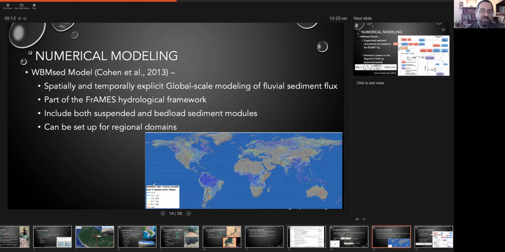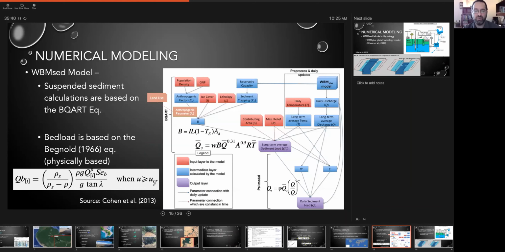Following on Syvitski and Milliman, I was the lead, and still am the lead, on the development of the WBM SED model, which basically took the BQART equation as the governing equation and expressed it in a spatially and temporally explicit global scale modeling framework. It was part of a larger hydrological framework developed at the time. It includes both suspended and bed load, which I'm going to talk a little bit about, and it can also be applied regionally. It doesn't have to be global scale. Again, it used the BQART equation as its governing equation, and then broke it down using the PSI model into daily predictions. I would refer you to the 2013 paper we published, the first paper that showed the concept behind this model.